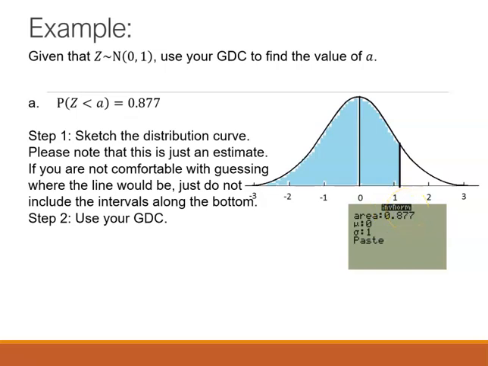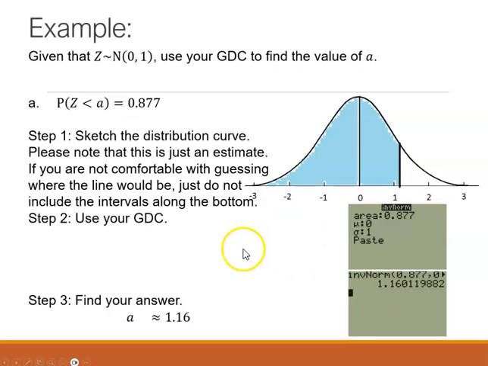If you have your calculator with you, try this. Go to your distributions menu. So second, vars. You're looking for inverse norm. That's command 3. Enter the area, that's the probability. The mean and standard deviation are given to us with the distribution. And if we press enter, we get about 1.16. So far, so good.